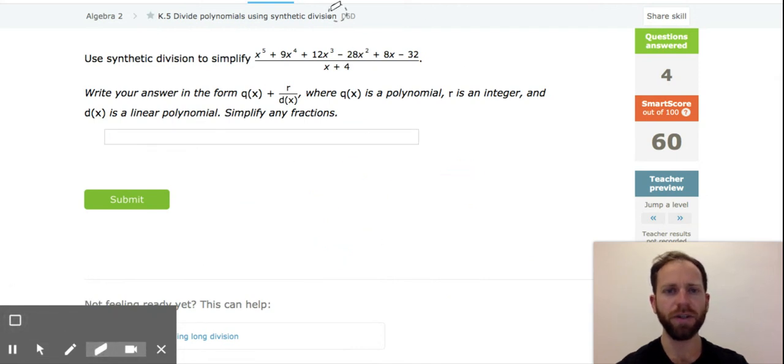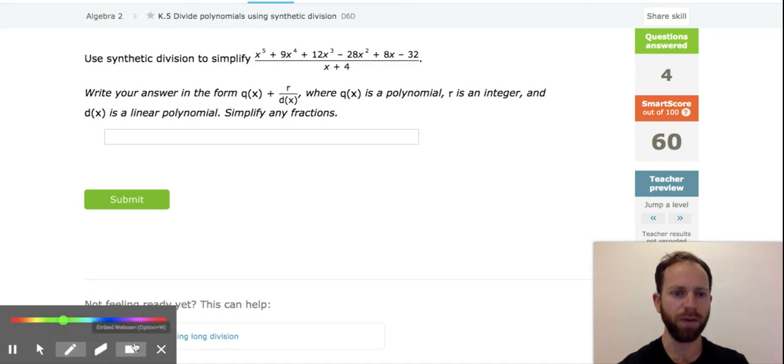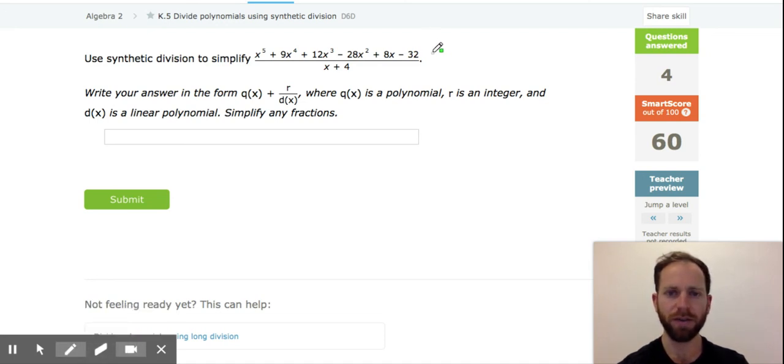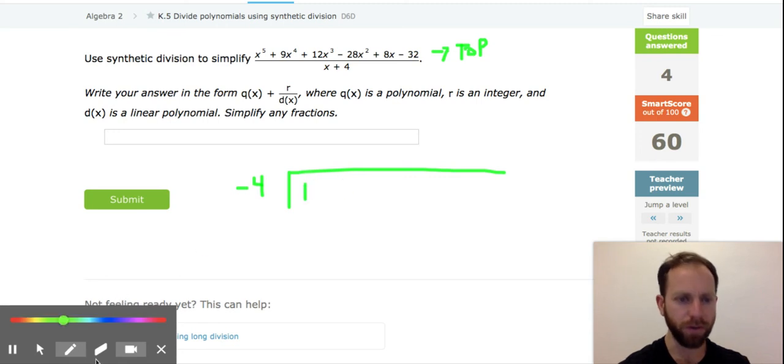Okay, there's only one difference in this one that you have to be wary of. Here, it's just written in a different form, right? So I like to remember the phrase, top dog gets the house, right? Whatever the numerator is goes inside of the division sign. The top dog gets the house. So if you wanted to rewrite this, you would have the negative 4 outside, and then all the coefficients on the inside.